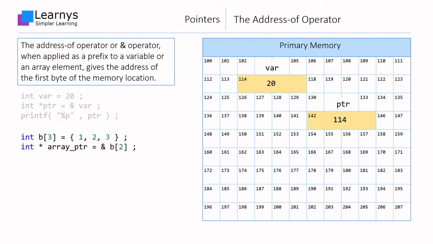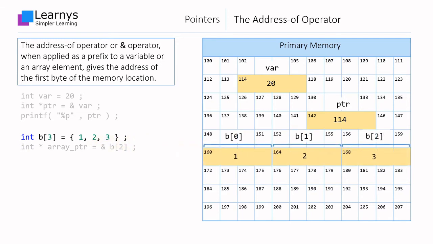This example illustrates the usage of the ampersand operator for an element of an array. The first line creates and initializes an array of 3 integer elements. The second line creates an integer type pointer variable and initializes it with the address of the first byte of the third element of the array. Arrays will be discussed in detail in the next lesson. For the time being, you just need to understand the style of application of the address of operator, which is the same whether it is an ordinary variable or an array element.